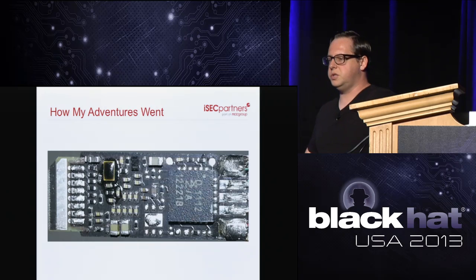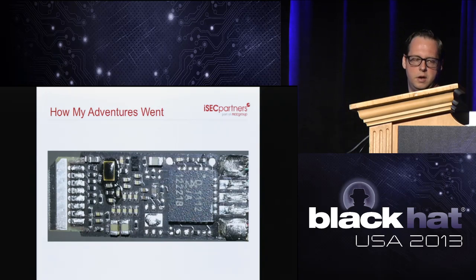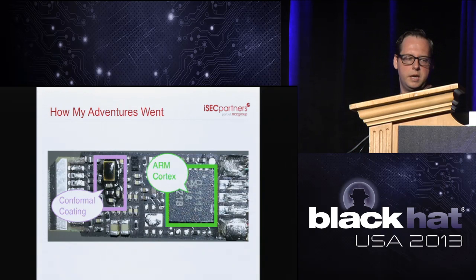You could see some resistors. You could start making out some paths. This would be a lot easier if it was just a plain green board. That conformal coating kind of obfuscates that a little bit.